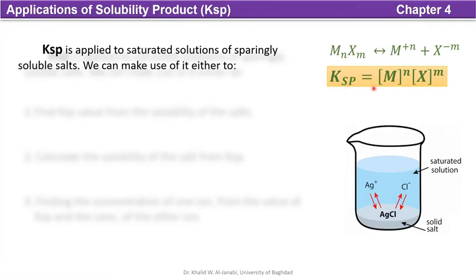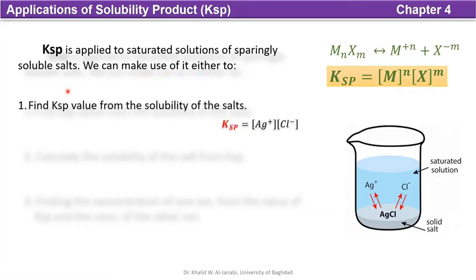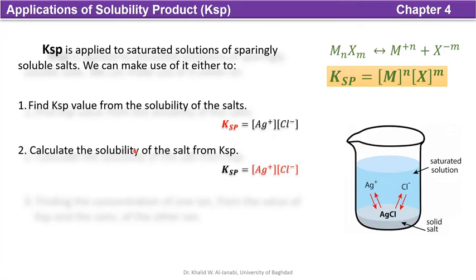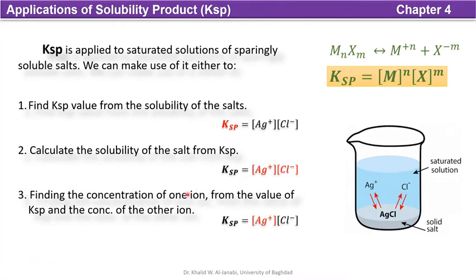KSP equals multiplication of the concentration of the soluble ions. So we can make use of KSP either to find the KSP value from the concentrations of the soluble ions, or calculate the solubility of the salt from the value of KSP. And the third use is to find the concentration of one ion from the value of the KSP and the concentration of the other ion in the solution.